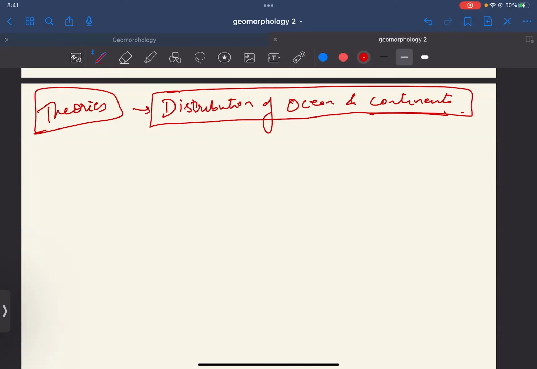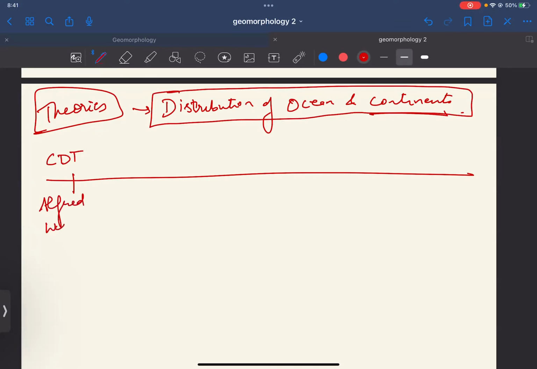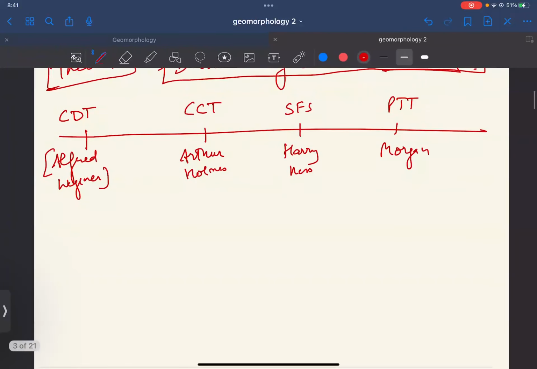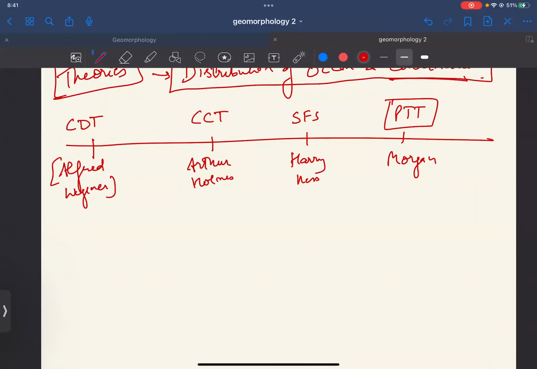Now, various theories have been given. First theory was the continental drift theory by Alfred Wegener. Then came the convection current theory by Arthur Holmes. Then seafloor spreading by Harry Hess. You don't need to remember the names, but still remember one or two. Plate tectonics was given by Morgan. These are the theories that we have to study, and this is the present time's most acceptable theory.